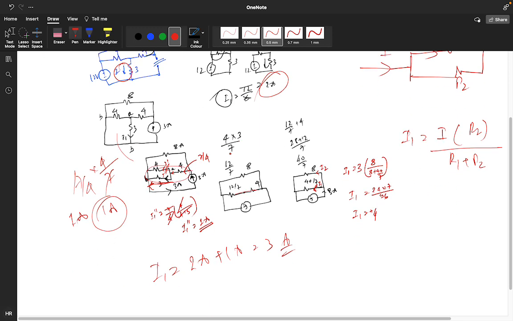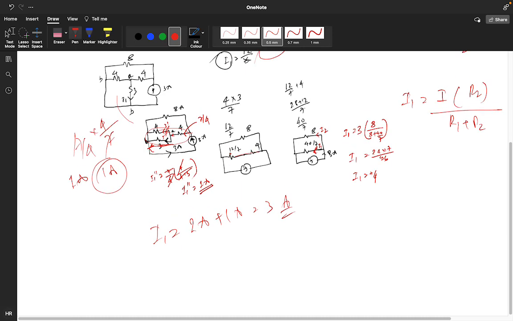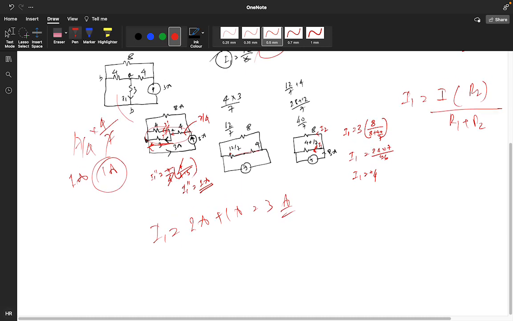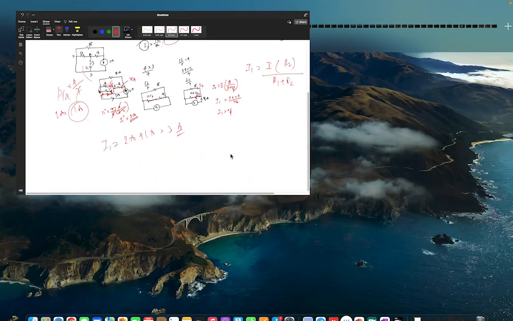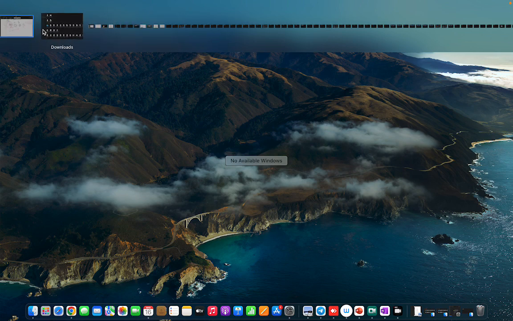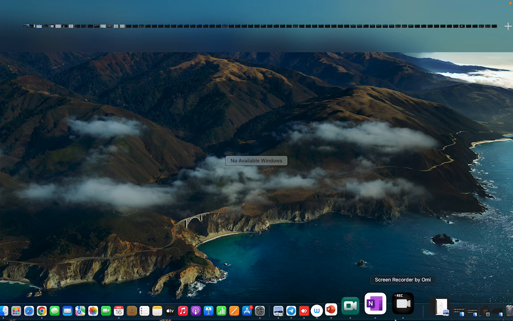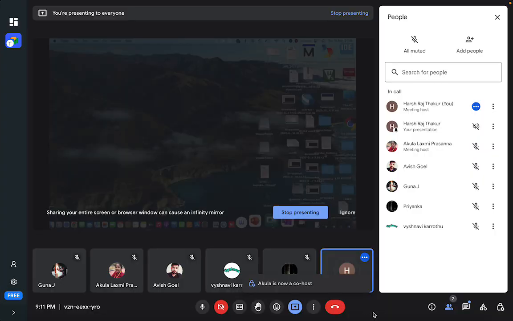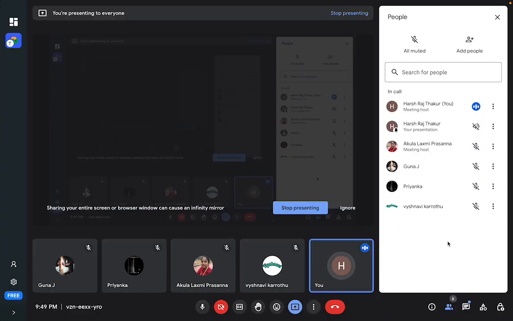You got the result. Okay, Prasanna, is this clear? Prasanna, is this clear? Vaishnavi, is this clear?